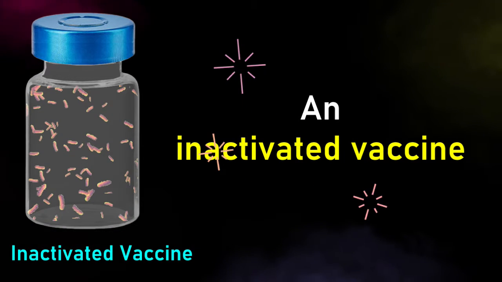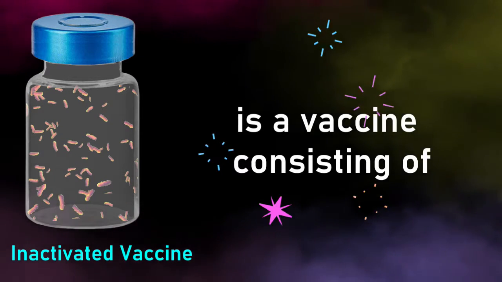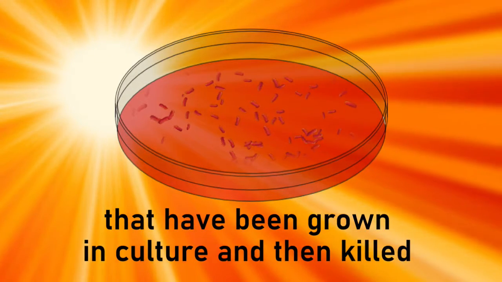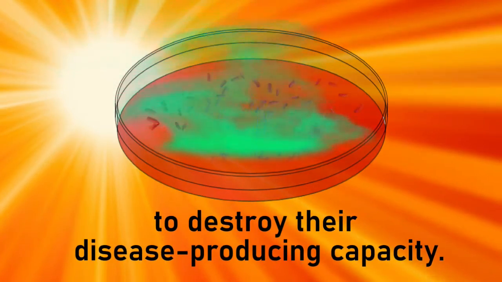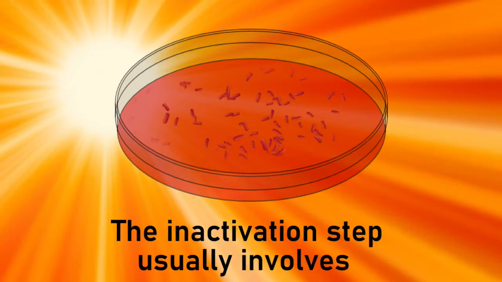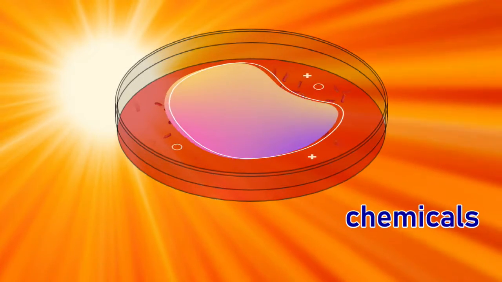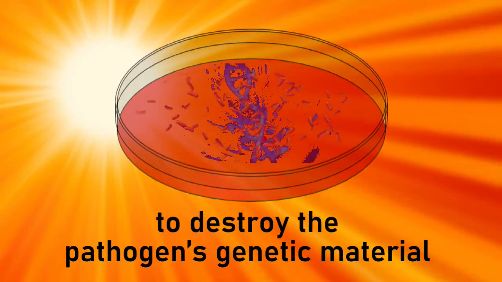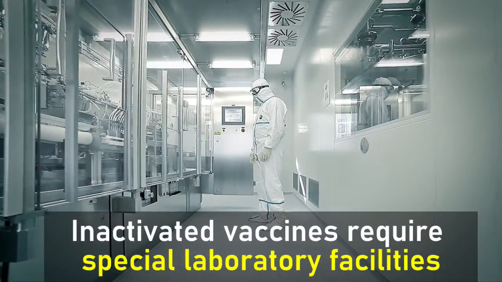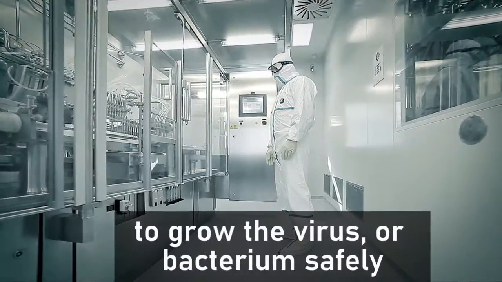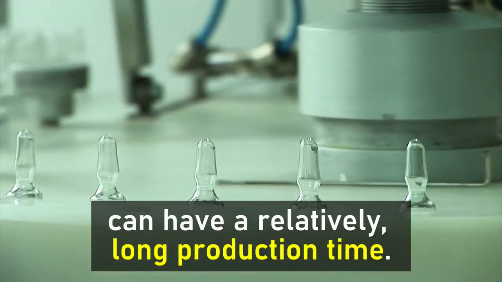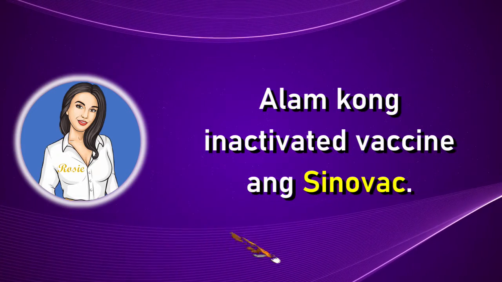An inactivated vaccine is a vaccine consisting of virus particles, bacteria, or other pathogens that have been grown in culture and then killed to destroy their disease-producing capacity. The inactivation step usually involves heat, radiation, or chemicals to destroy the pathogen's genetic material, which stops it from replicating. Inactivated vaccines require special laboratory facilities to grow the virus or bacterium safely, and can have a relatively long production time. Alam kong inactivated vaccine ang Sinovac.